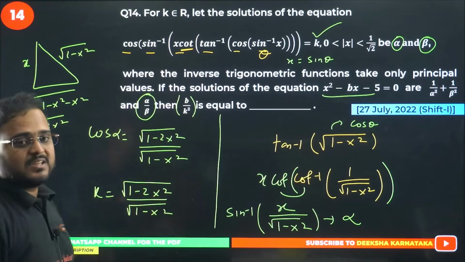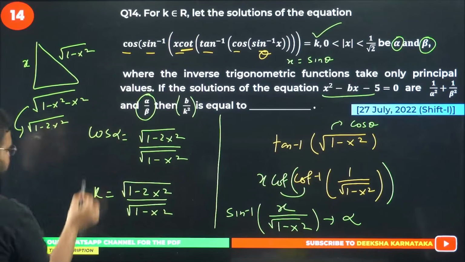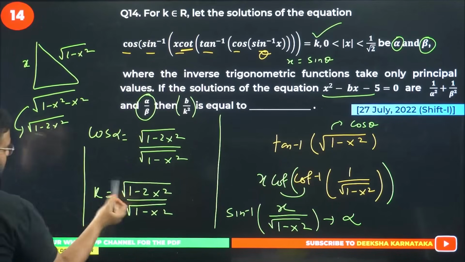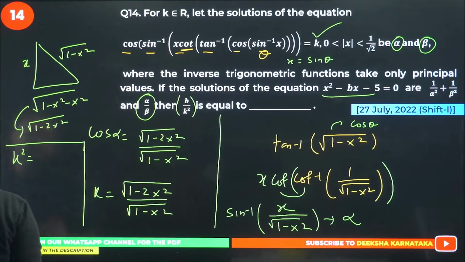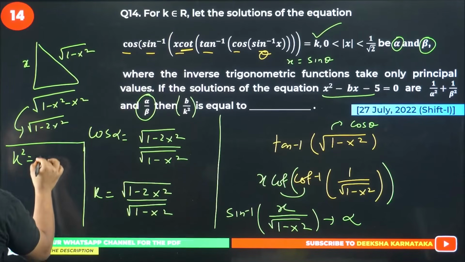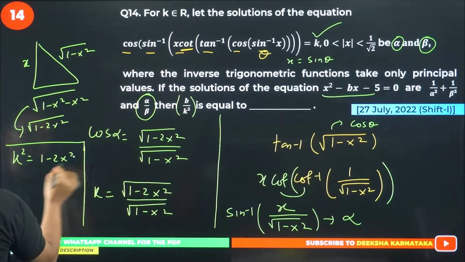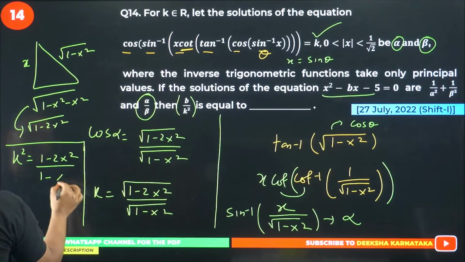Okay, this part is clear. So if I want to find the value of squares, let's find the value of k square from here. I want to find the value of k square from here. I'll end up with 1 minus 2x square in the numerator and 1 minus x square in the denominator.